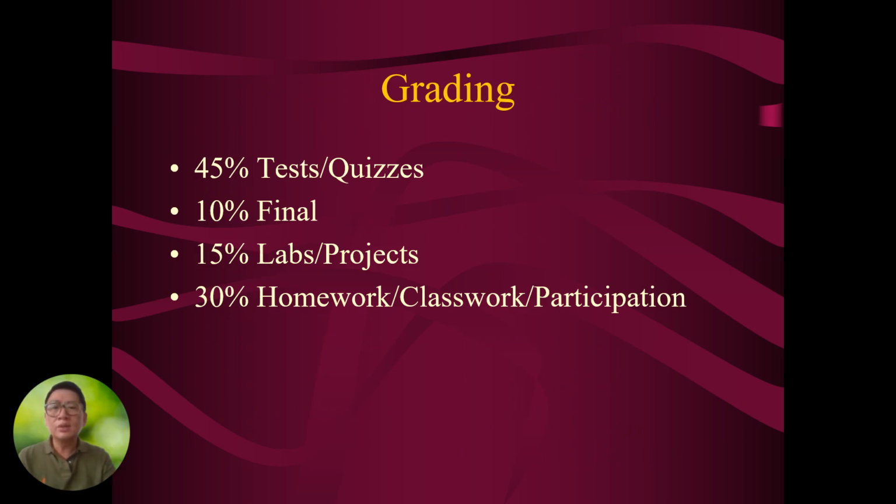Going on, grading. So grading for the course is as follows. It's 45% from tests and quizzes, 15% labs and projects, 10% final exam, I know I'm reading this out of order, and 30% homework and classwork. So 55% from the final exam, tests and quizzes. So some type of test is going to be 55% of the grading. So more than half of the grade is from some type of test.